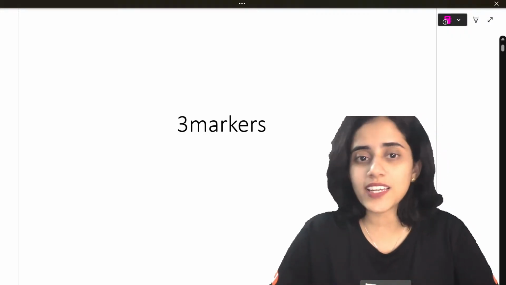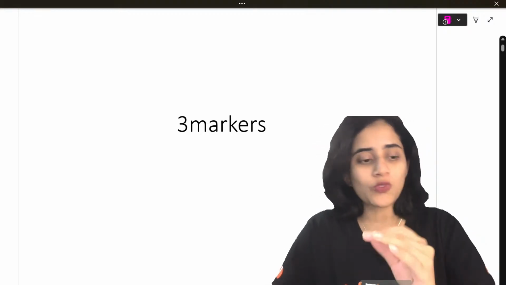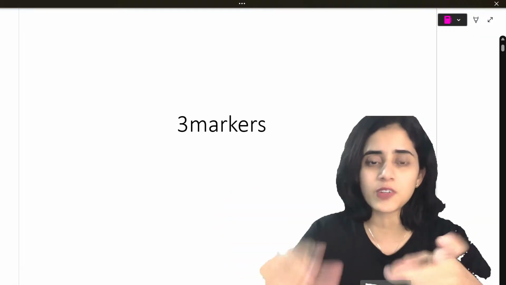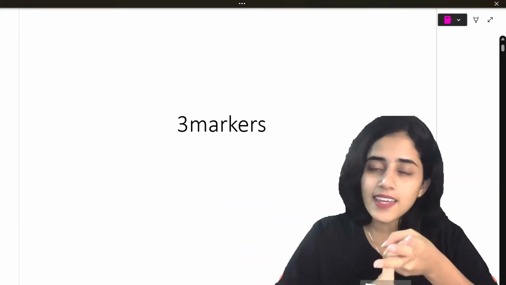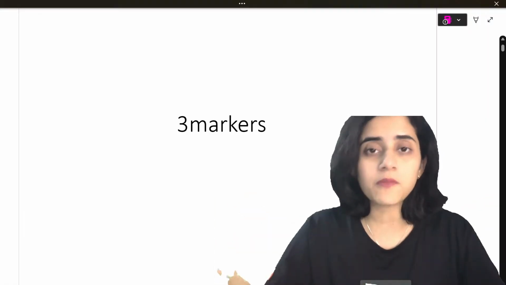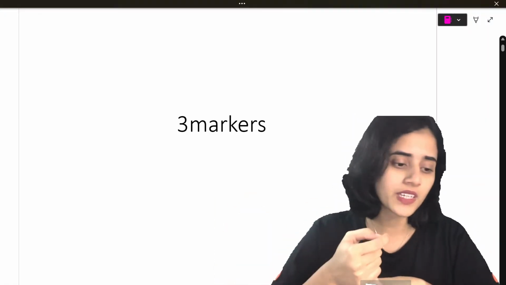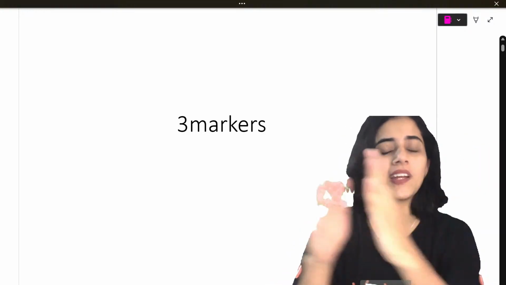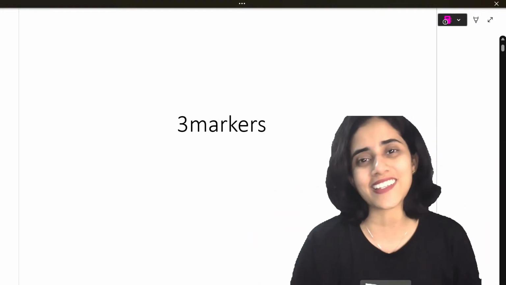So last class we looked at 2 markers. Today we're going to look at 3 markers. So we will be looking at all the 3 markers from past year papers and the NCERT and the questions that are suggested by the board. So all these questions from chapter 1 units all the way till gravitation we'll do in today's class.